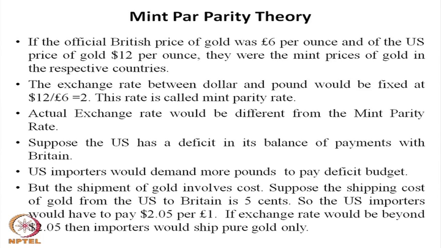However, the underlying asset is the gold. On the basis of gold rate, the exchange rate takes place. However, suppose the US has a deficit in balance of payment with respect to Britain. It means that the US needs to pay more in the form of dollars to Britain. So, Britain will be the receiver of dollars, while the US has to send dollars because the US has a deficit balance of payment. Suppose US importers would demand more pounds to pay the deficit.